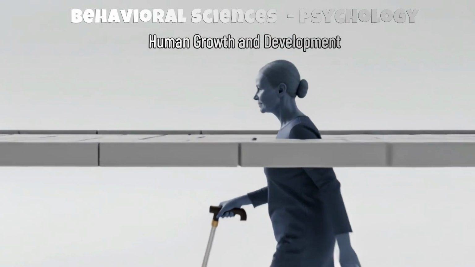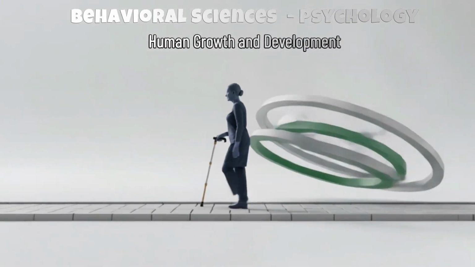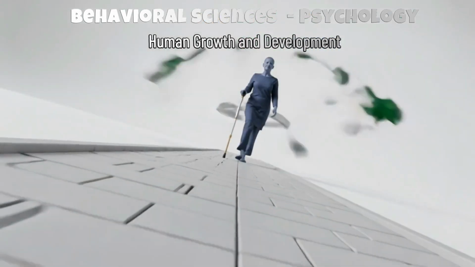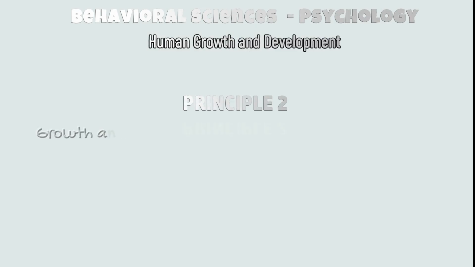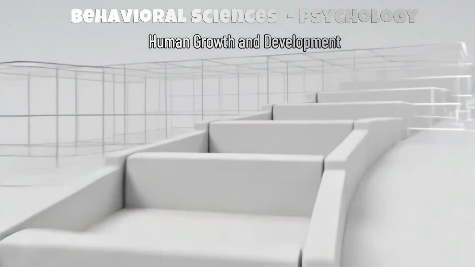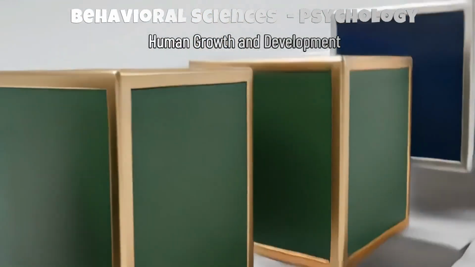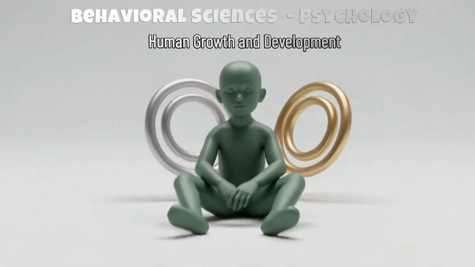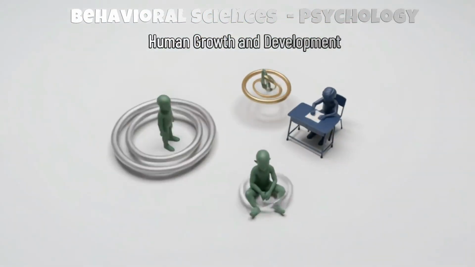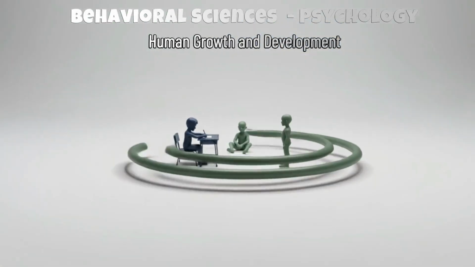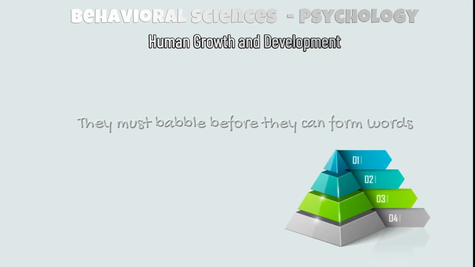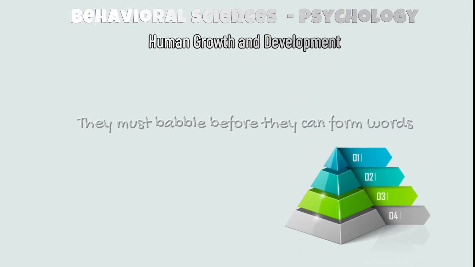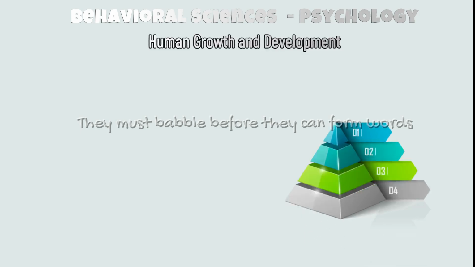An elderly woman in a village in Zambia is still developing cognitively and emotionally, even though her physical growth stopped decades ago. Principle 2. Growth and development follow a predictable sequence. The second principle is that they follow a fixed, predictable sequence. A child must learn to sit before they can stand. They must stand before they can walk. They must babble before they can form words. The sequence is the same for all children, even though the timing may differ slightly from one child to another.